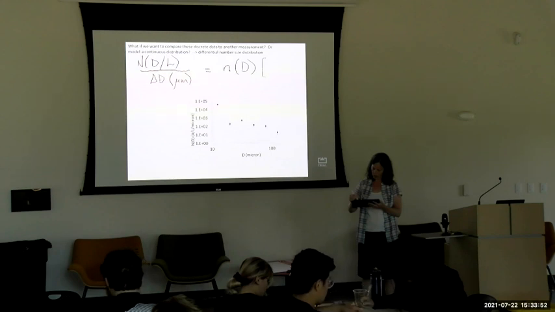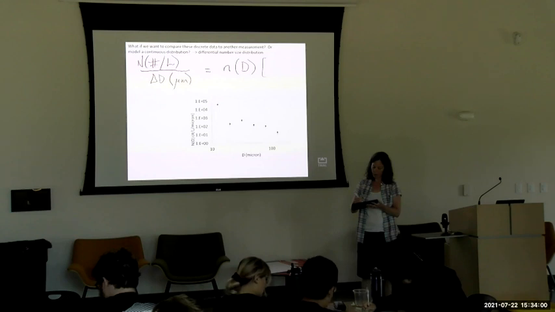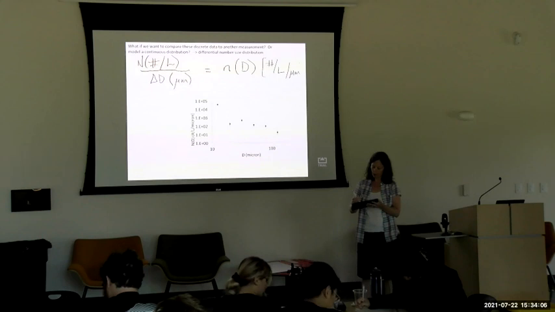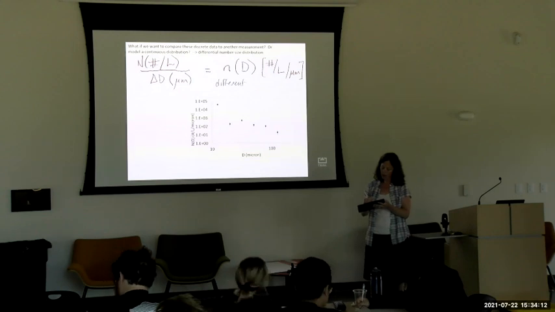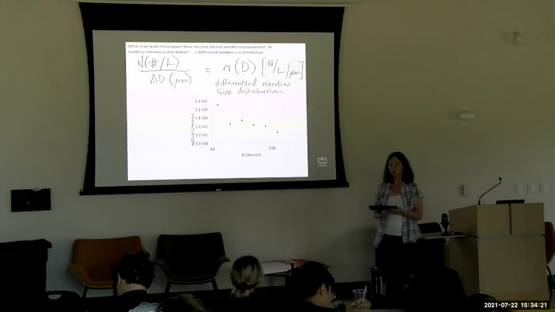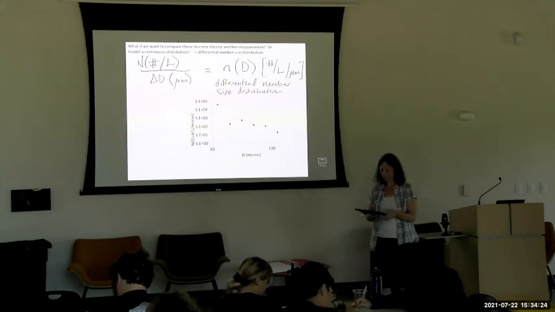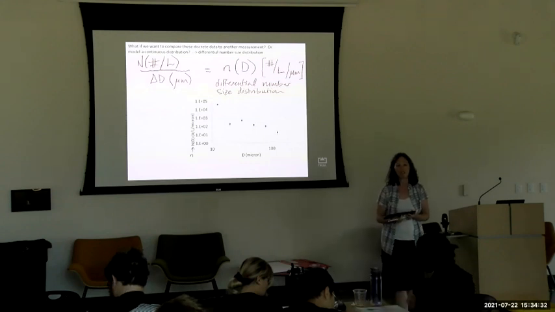let's see, I've already written some wrong things, so let me fix it. This should be number per liter. There we go. So we're going to get to number per liter per micron. All right. And this is called a differential number size distribution. So it's independent of the bin width. We can compare across different measurements when we do it this way. And there is a typo right here. That should be little n. I'll fix it in the version that goes up online.